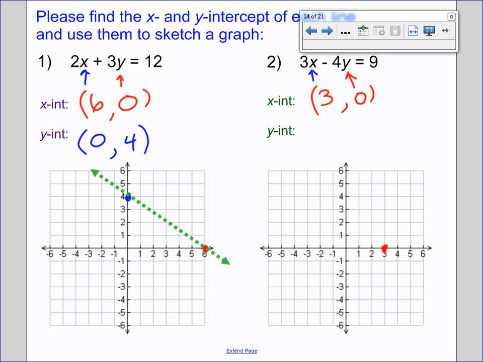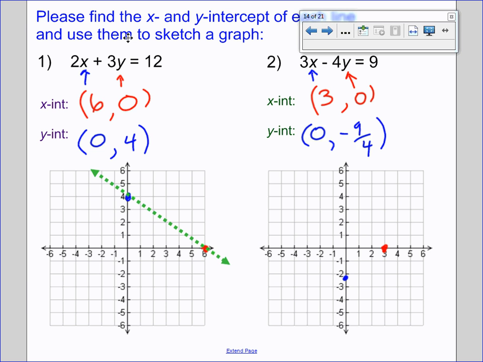Conversely, plugging in 0 for x and solving for y gives me the y-intercept. So I get 9 divided by negative 4. So 9 over negative 4 is negative 9/4, and negative 9/4 is negative 2 1/4. I can plot that. (0, negative 2 1/4) is right here. Is that right? Is that what you guys got?